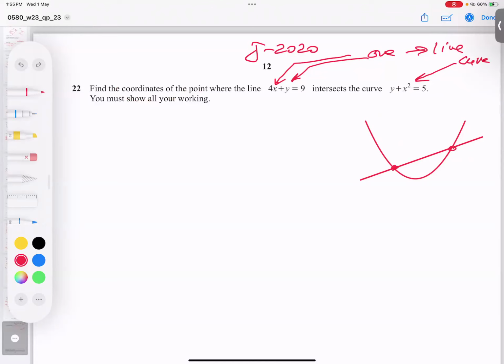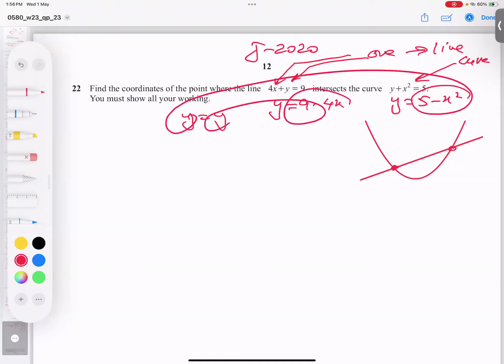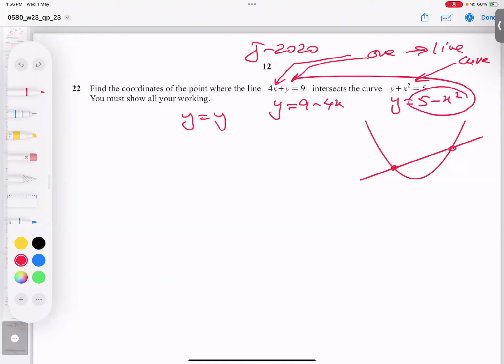So what I will do, student, is put the y's equal to each other. I have to make y the subject: y is equal to 5 minus x square, or y is equal to 9 minus 4x. I will plug this value here, or second choice plug this value here, or third choice plug this value there. All options are okay. Which one am I going to use? I think I can use any one, but I will plug in this value here.